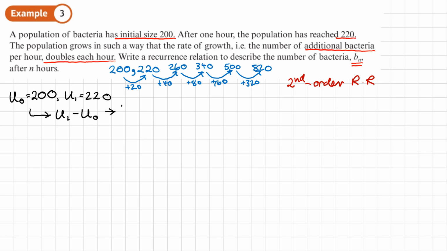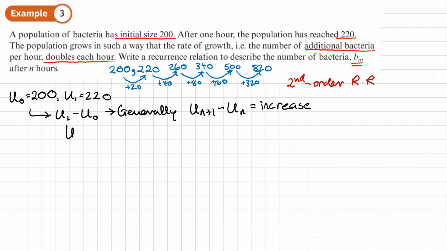But generally, if we're talking about any two terms in a sequence, we want a term, let's call that un plus 1, subtract the previous term. Okay, this is equal to the increase. Whether that increase is 20, 40, 80, 160, 320 or whatever, if we take any term and subtract the previous term, we get that increase. That increase for any two terms like these two, for example, is going to be double the previous increase.